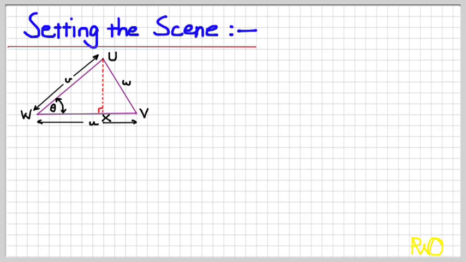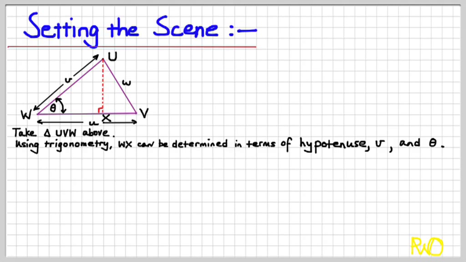Okay, next step. If we take that triangle above, by trigonometry, Wx can be determined in terms of the hypotenuse, which is V there, and also in terms of theta, yes? So therefore we can say that cos theta equals Wx over WU, doesn't it? It does, by basic trigonometry from year 10, or even year 9, I think. So you know that, right?